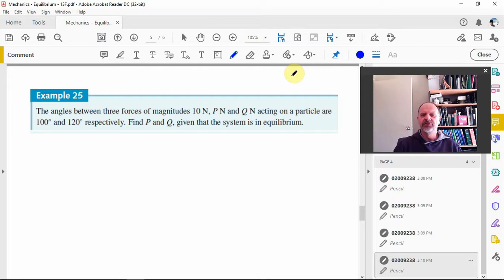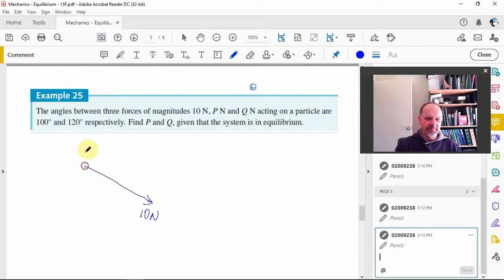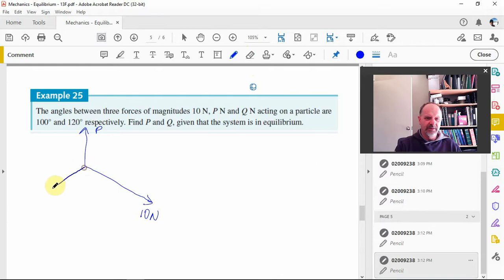I'm going to just use a different diagram. Angles between 10, P and Q. So I'm going to put 10 Newton there. P's up, and Q is this way. And the angles between 10, P and Q are 100 and 120 respectively. So I'm going between 10 and P is 100.